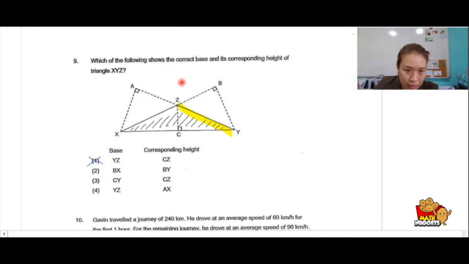If the base is BX, that is already wrong because the base can't be BX. That BZ here is not part of the base. So option 2 is wrong as well. Next, CY. If CY is the base, that's not true either. This can't be the base because XY needs to be the base. Okay, so CY is incorrect.